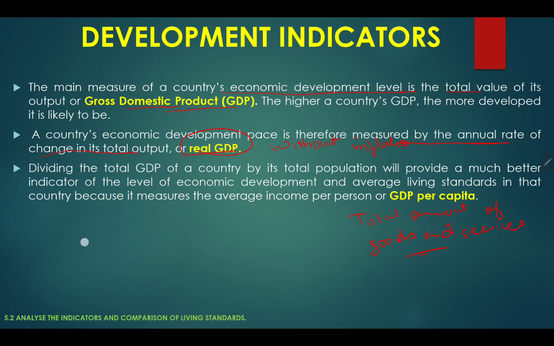How do we calculate GDP? We calculate GDP by the income. GDP per capita: how do we calculate GDP per capita? We calculate GDP per capita by the total amount of GDP in dollars divided by the population of a country.